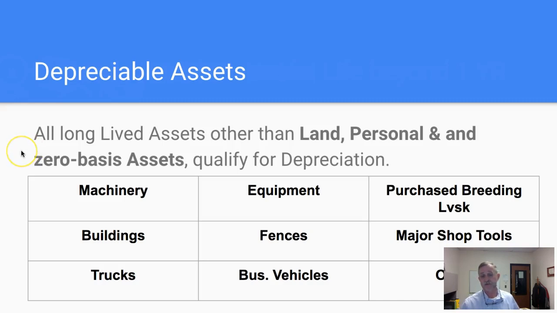Here are some examples of those things that we would actually depreciate. You can look around this slide a little bit, and probably add to it too. And here is where we do have purchased breeding livestock, because we begin with a basis. We purchased them.